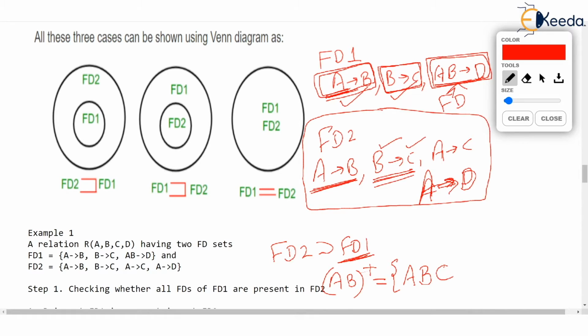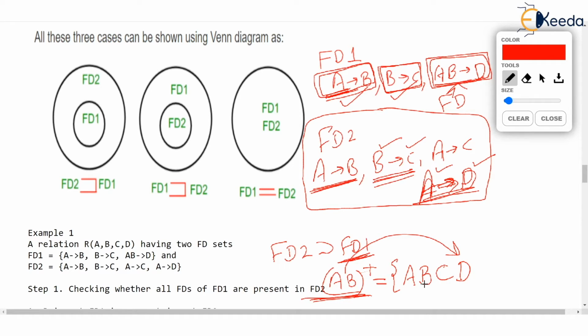Enough, don't find anything more, because it is understood that AB, left hand side, AB can determine D. Observe D is there in the closure. That means FD2 can determine AB determines D. Are you understanding?